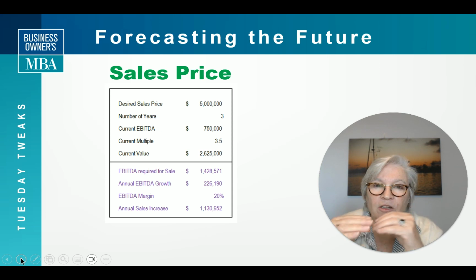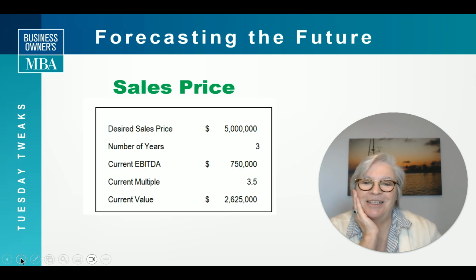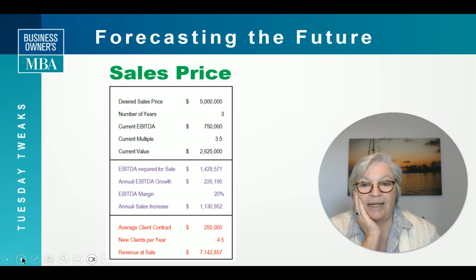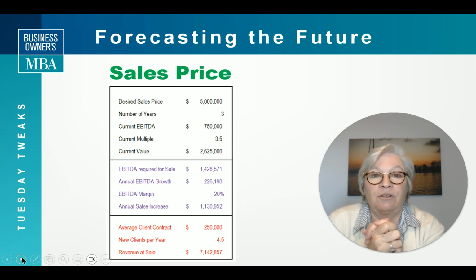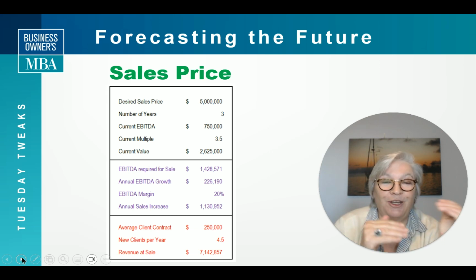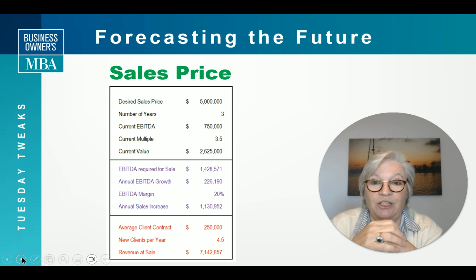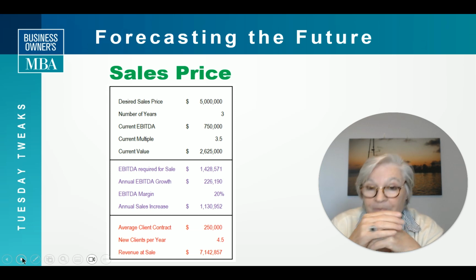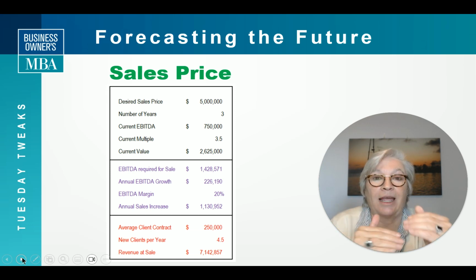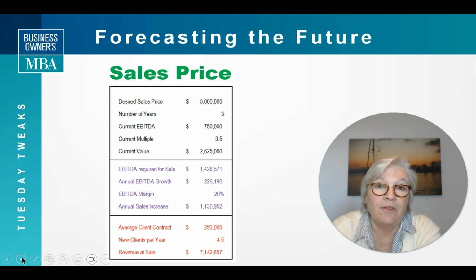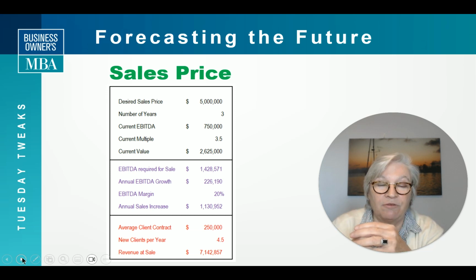Again, we have to look at those variables. Okay, how are we going to do that? Go back to the same example with our client contract at $250,000. We need 4.5 clients per year over the next 3 years to hit that $5 million sales price. Now, if we hit that, and if we're capable of hitting all these EBITDAs, the value will be $5 million, but the actual revenues will be 7.1. Again, you see the variance and the differences.